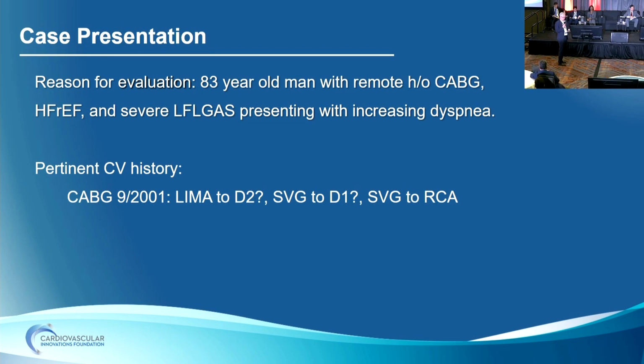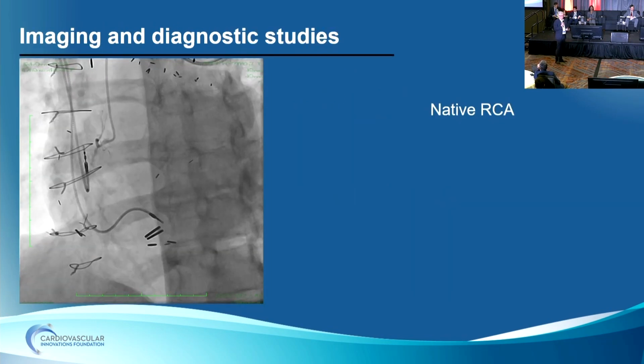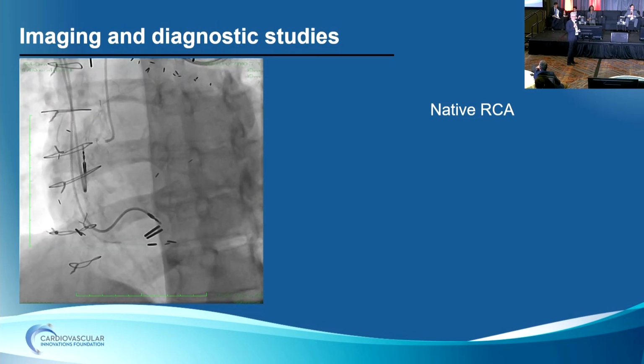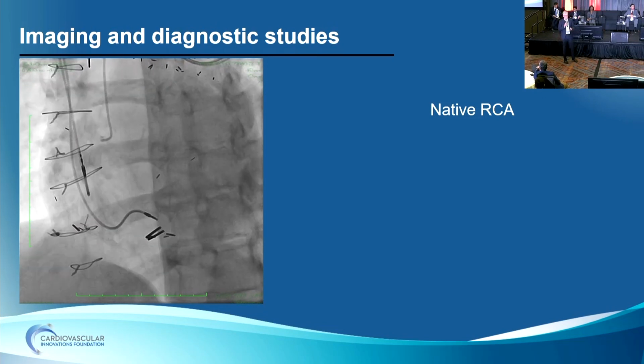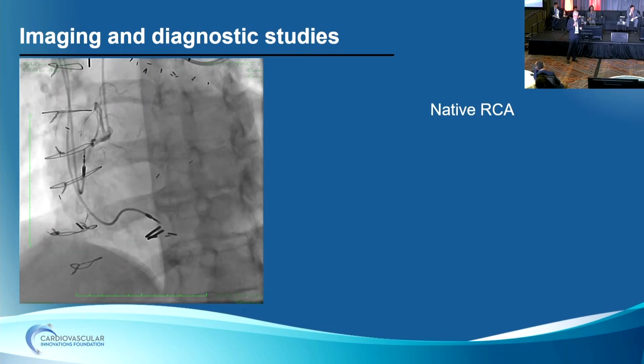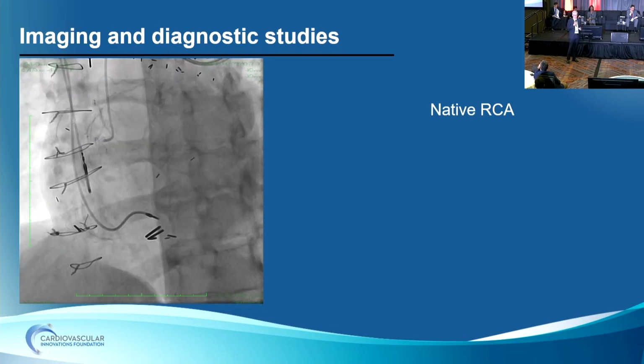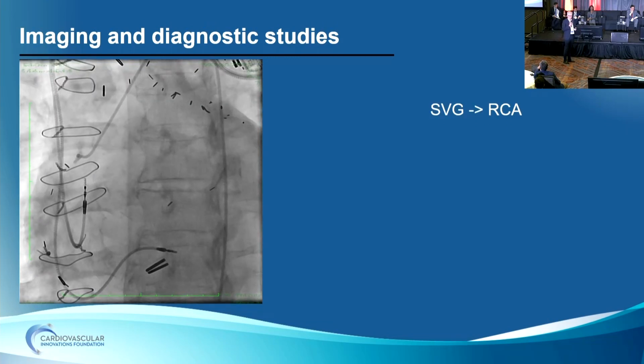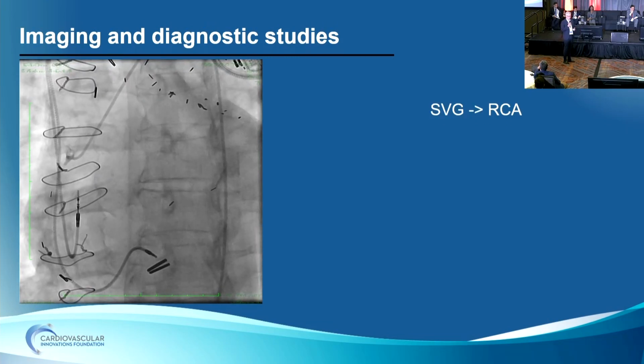His pertinent history is a CABG back in 2001. He had a LIMA and 2 vein grafts, and they were a little bit unusual. So this is the diagnostic cath from the outside hospital right before this current presentation. The native right is occluded. The vein to the right is occluded. You see the stump.